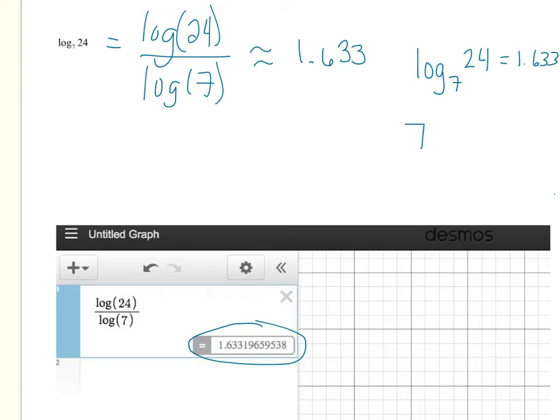But why do we know the log base 7 of 24 is equal to about 1.633? Well, the reason is, if I check it, is 7 to the 1.633 equal to 24? So if you put 7 to the 1.633 in your calculator, you will find it gives you a value very, very close to 24.